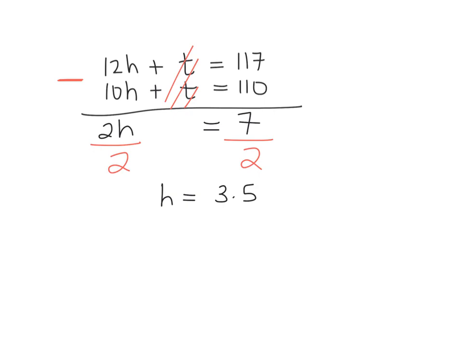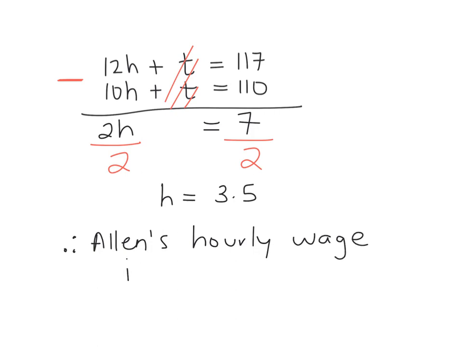So if I write a concluding sentence, I can say, therefore, Alan's hourly wage is, and I can't just leave it as 3.5. I need to make sure that I'm expressing it as a money value. So his hourly wage is actually $3.50.